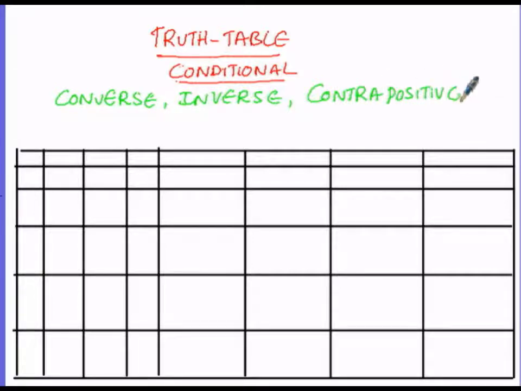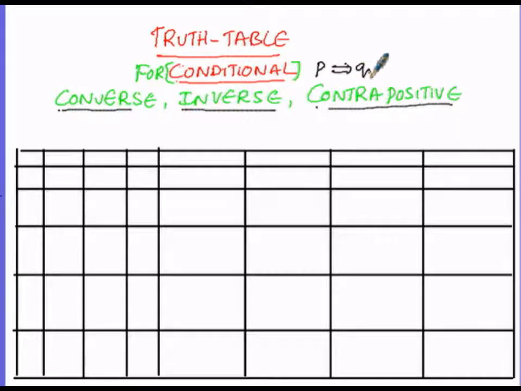So for a conditional statement, we are going to find out the converse, inverse and as well as the contrapositive. So here we have to find out the three, that is converse, inverse and contrapositive of the given conditional statement, whereas the given conditional statement is P implies Q. Now here we are going to assume two statements, one as P, the other as Q.